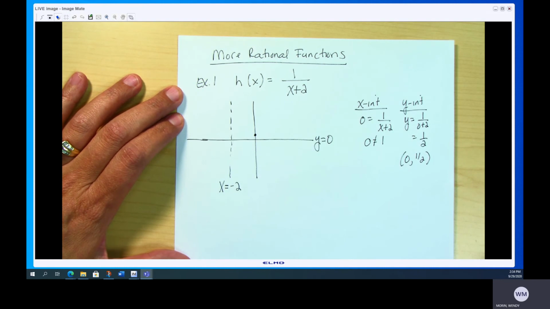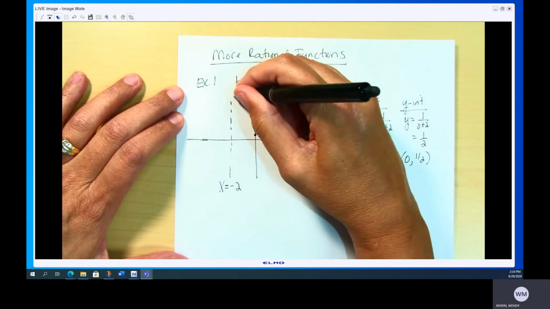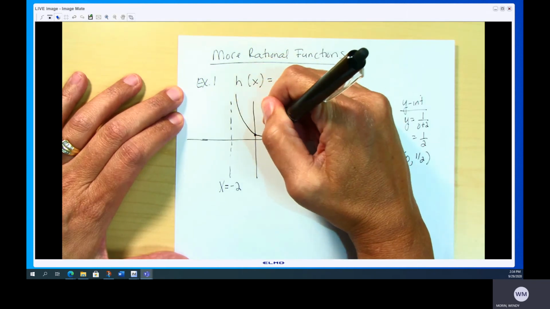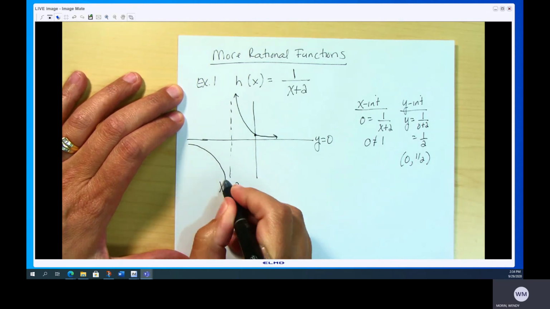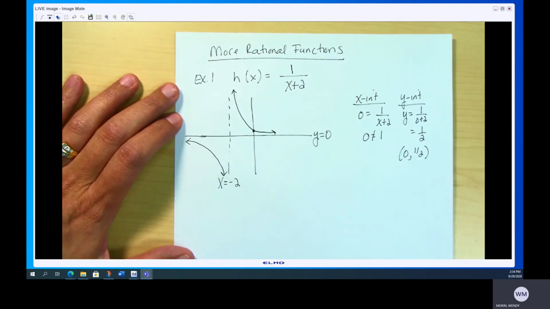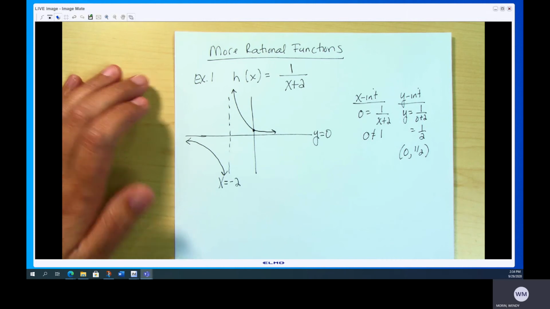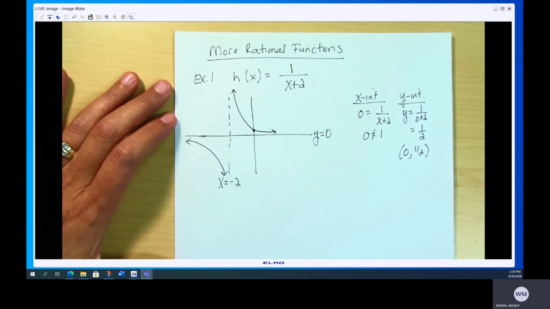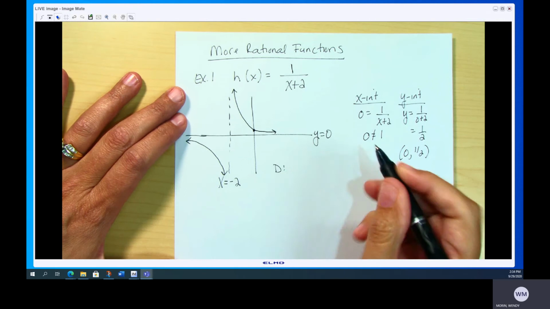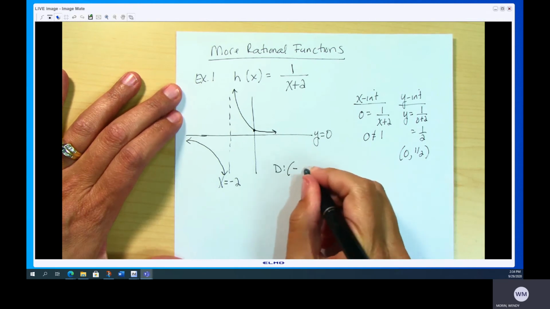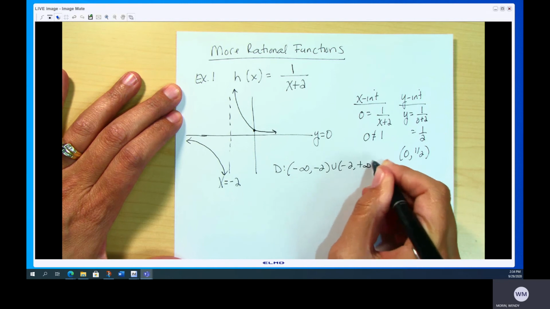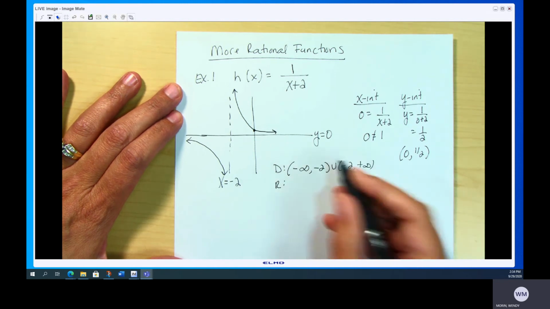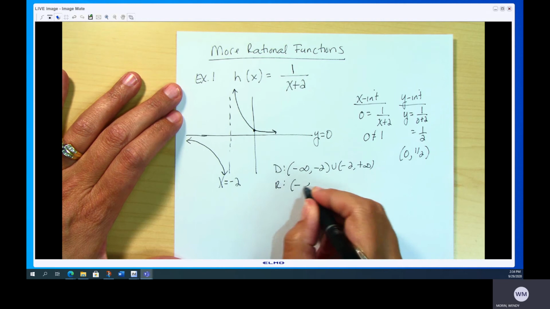Okay, so that's all you know. Do you know how to sketch? This is a positive 1. So it's going to go through this point, approaching the asymptotes, and then there's going to be another one over here. Again, it's just a rough sketch. If you want to plot some points, feel free, but no need. Okay, the domain, all reals except -2. And the range, all reals except 0.